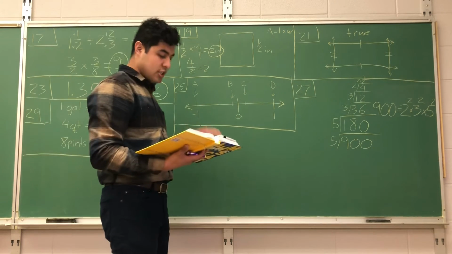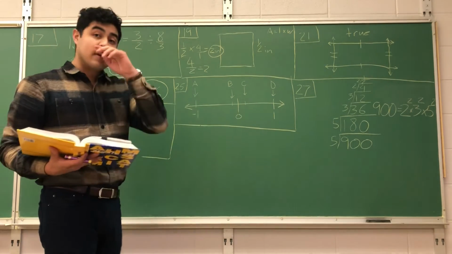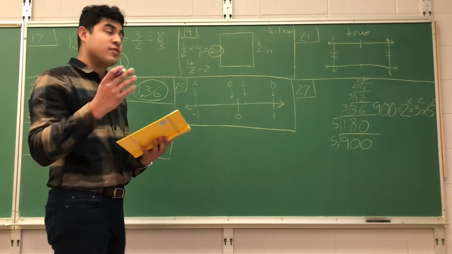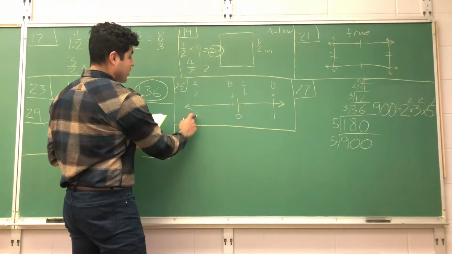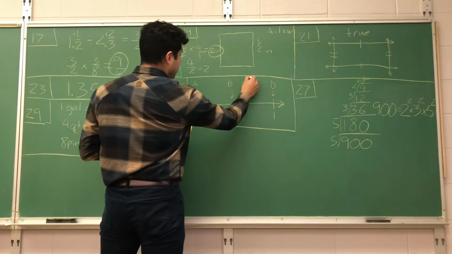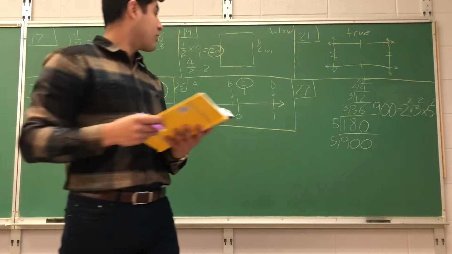So which number could represent 0.1? 0.1 is a positive number, okay? Even though it's very small, it's a positive number. So it couldn't be this one because the numbers that go this way are going towards the negative. So in this case, letter C is the correct answer.